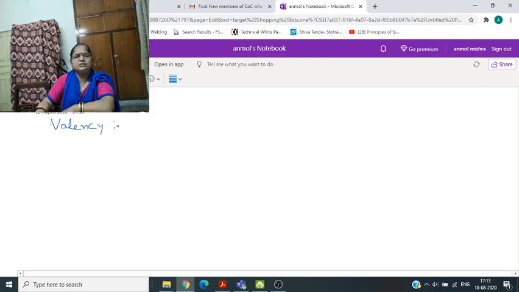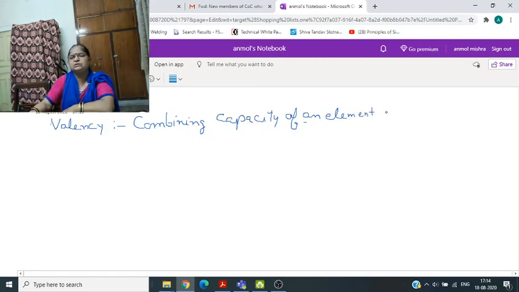What is valency? Valency is the combining capacity of an element is known as valency. Now to find out valency, first you should know the electronic configuration.